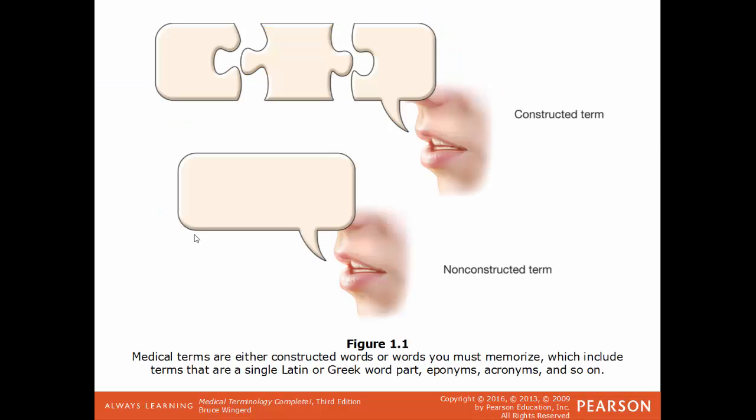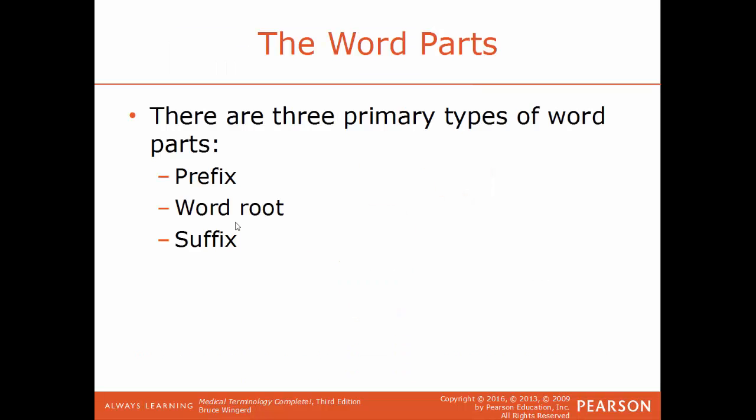Alright, here's a good graphic to illustrate the difference between a constructed and non-constructed term. For a constructed term, you're taking this part plus that part plus that part to get one new complete word. But for a non-constructed term, this is something you just have to know what it references. Alright, now we'll go over the word parts of a medical term. There are three primary types of word parts. You have the prefix, which is the beginning part of a word, the word root, which is the main part of the medical term, and then the ending, which is the suffix.